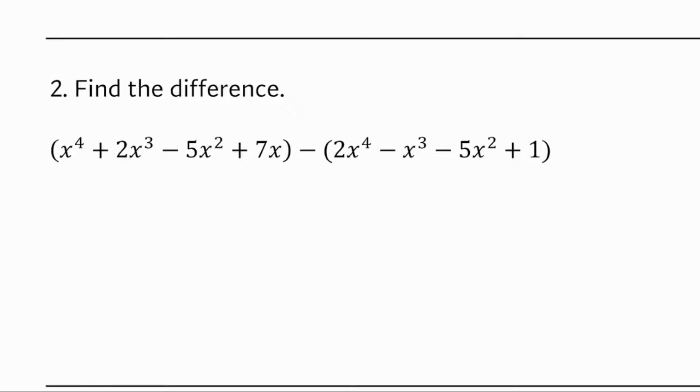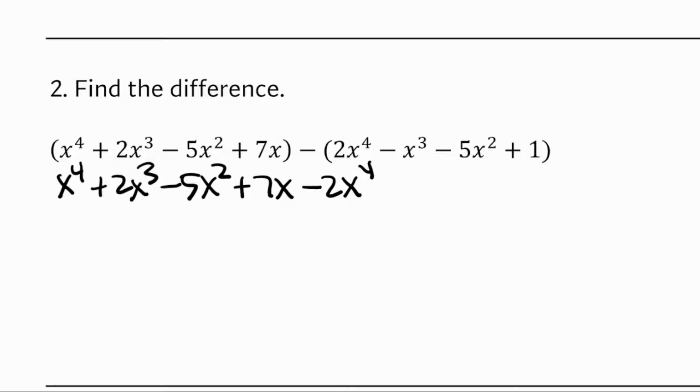The difference, first thing I'm going to do is distribute the negative to all of these things, and then I will combine like terms after that. So I'll have x to the 4 plus 2x to the 3 minus 5x to the 2 plus 7x minus 2x to the 4 plus x to the 3 plus 5x to the 2 minus 1. Because I've got to distribute this minus to everything, because it's really like a minus 1 multiplying by that thing in parentheses. And then I'll think about my fourth power terms.